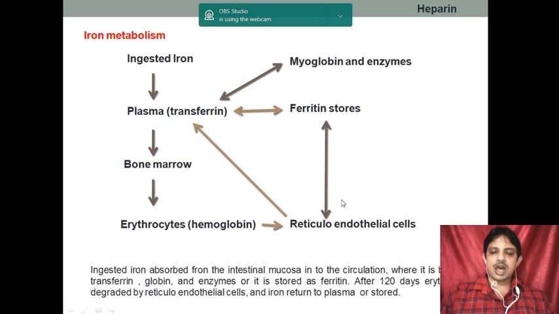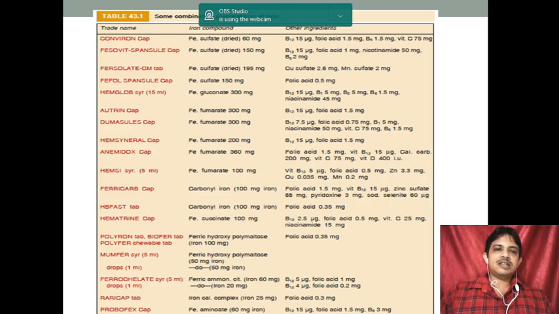So this is about iron metabolism, and these are some of the different iron preparations available: ferrous sulfate, ferrous gluconate, ferrous fumarate, carbonyl iron, ferrous succinate, and ferric hydroxide polymaltose. These different iron compounds are available, of course in combination with other hematinics.